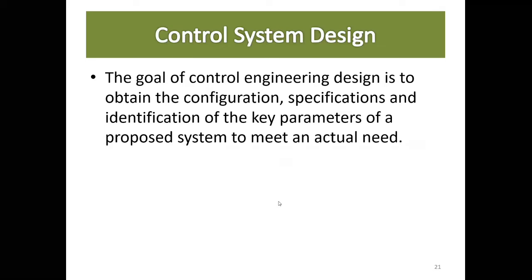So if you want to design a control system, then you have to make sure that you set a few goals. The goal of control engineering design is to obtain the configuration, specification, and identification of the key parameters of a proposed system to meet the actual need. So what you require, you need to ensure that.